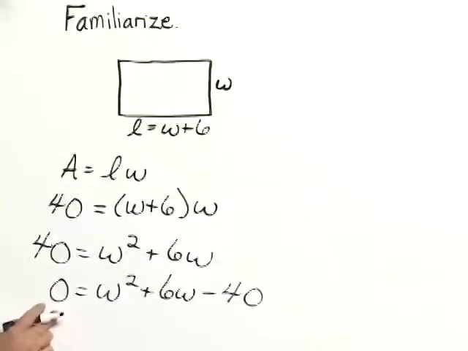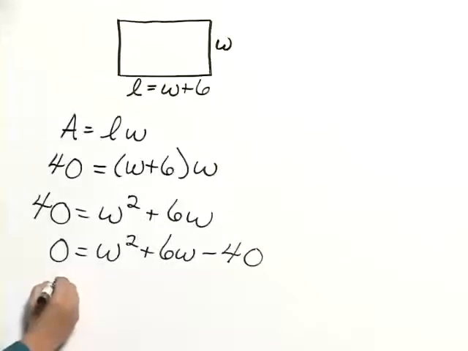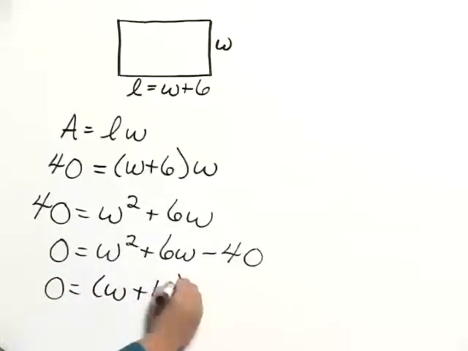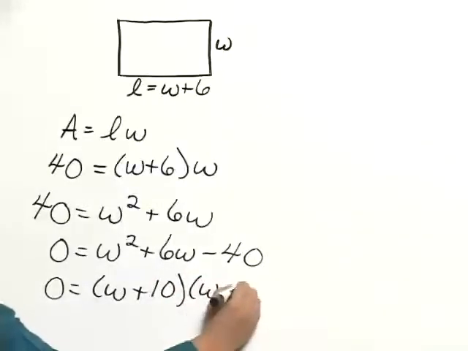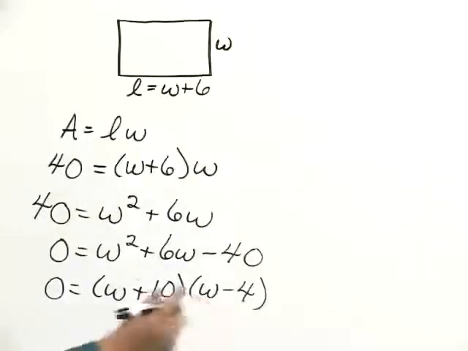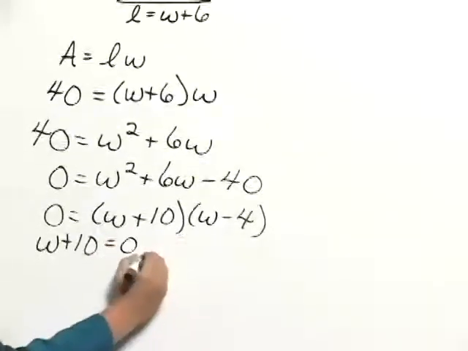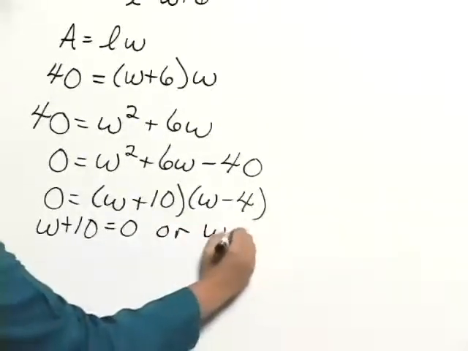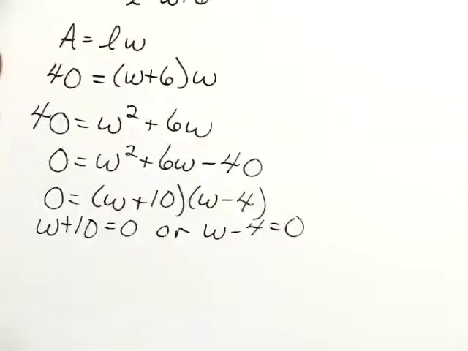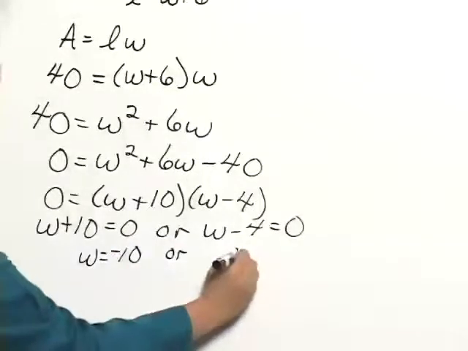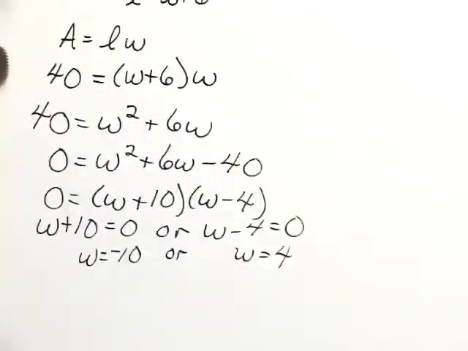Now we have 0 on one side, we can factor. We have 0 equals W plus 10 times W minus 4. Using the principle of zero products, we have W plus 10 equals 0, or W minus 4 equals 0. This gives us W equals negative 10, or W equals 4.